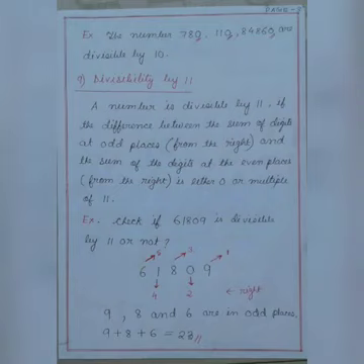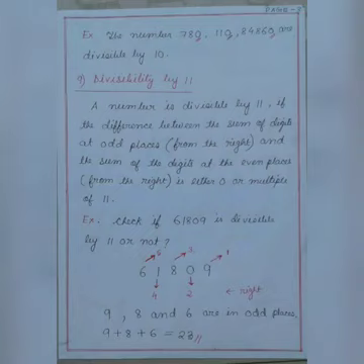Now from 23 we have to subtract 1, that is, the sum of the digits of odd position minus the sum of digits of even position. We get 22. 22 is what? 2 into 11. That is, 22 is a multiple of 11. If the result is a multiple of 11, then the number is divisible by 11. Therefore, 61809 is divisible by 11.